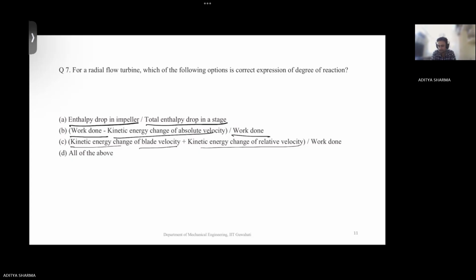So A, B, and C, all the options are correct in that case, right? A1 is correct. And in terms of velocity, you also define the degree of reaction in terms of velocity changes across your impeller and then across your stage. So all the options are correct. In that case, B is the correct answer to this question.